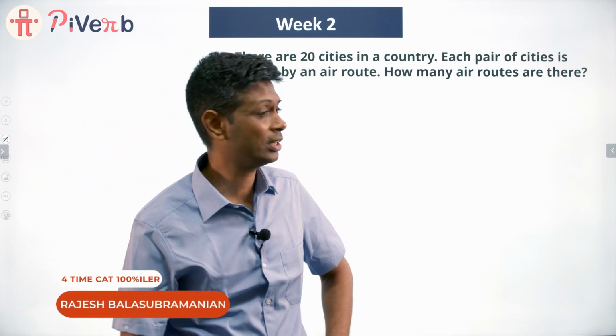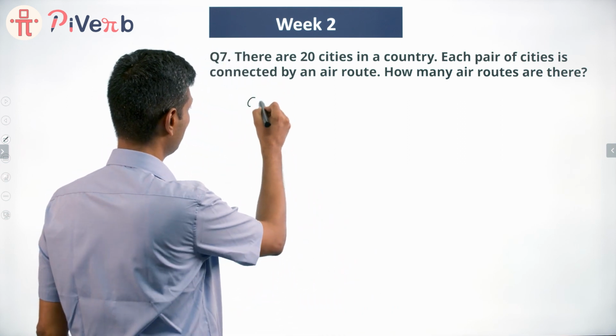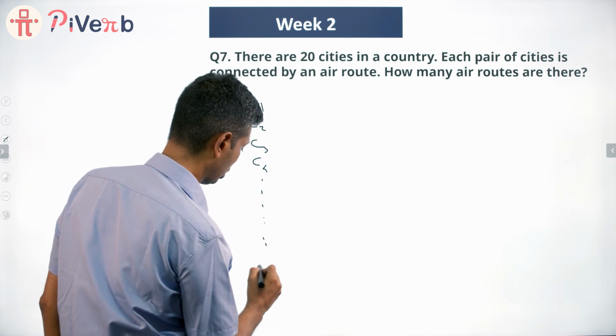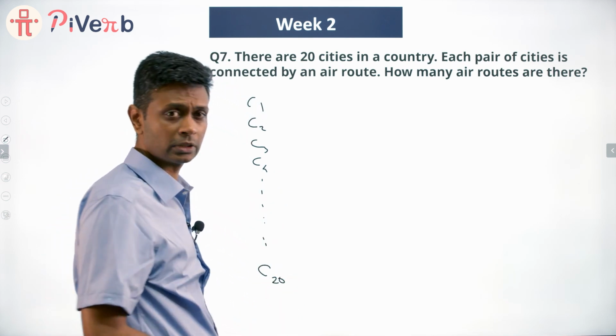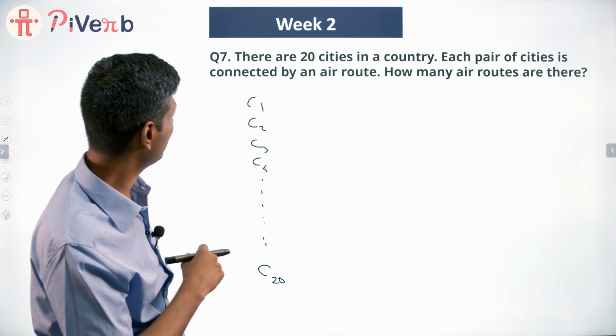So if there are 3 or 4, I'll say ABC, ABCD. There are 20, which becomes tough to remember. So I'm going to call it city 1, city 2, city 3, city 4, all the way till city 20. Lovely. Each pair of cities is connected by an air route.